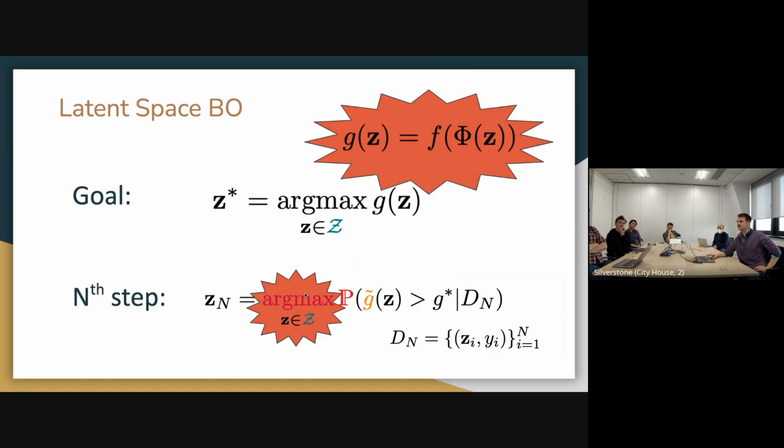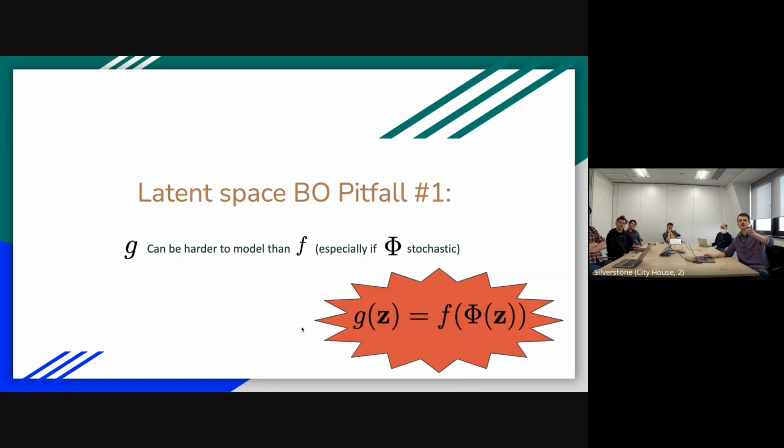The other concern, and this is related to your query, is that when you're doing latent space optimization, you're just optimizing over the latent space. So you're trying to find the most likely value Z in a whole unbounded search space, whereas there are probabilities associated with things. We'll go into the weeds of this in a second. But let's focus on this first point to start with, that G can be much harder to model than F.